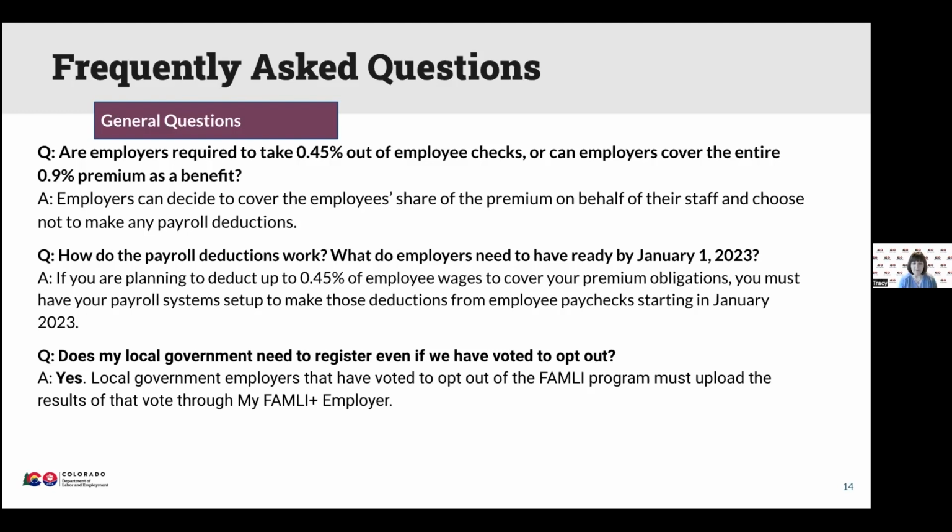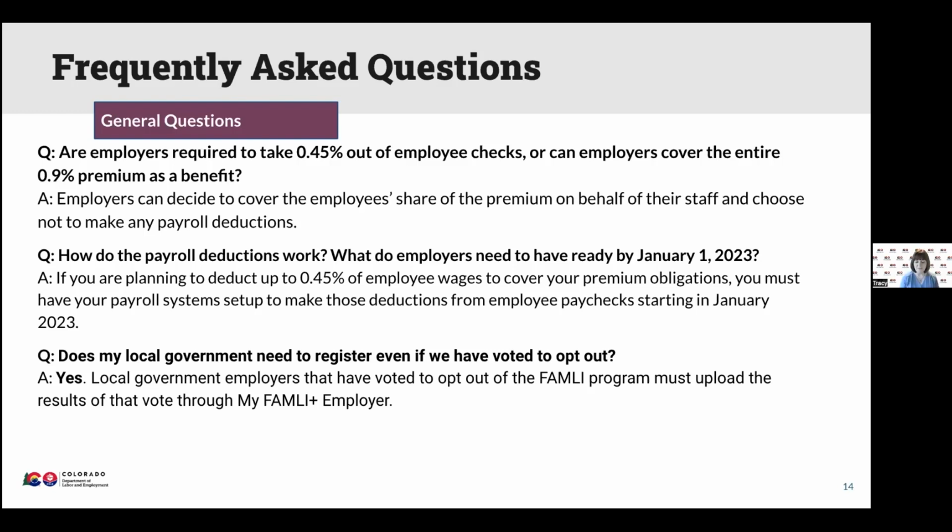So how do the payroll deductions work? What do employers need to have ready by January 1st of 2023? If you're planning to deduct up to 0.45% of employee wages to cover your premium obligations, you must have your payroll system set up to make those deductions from employee paychecks starting in January of 2023.